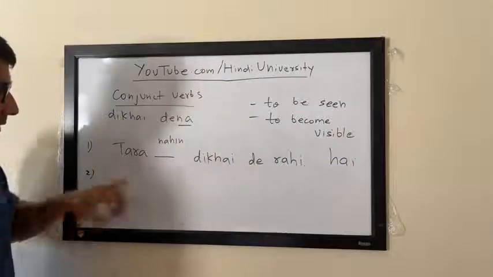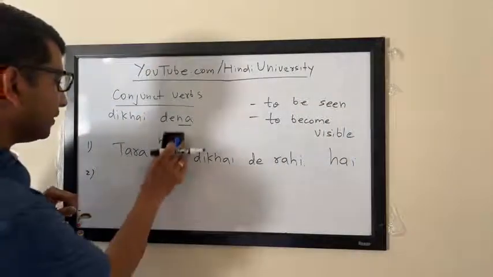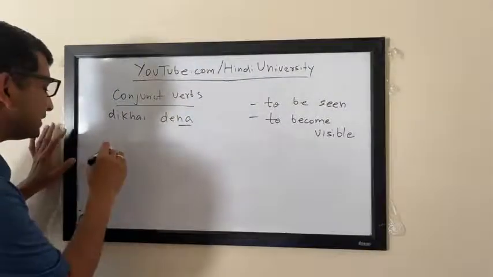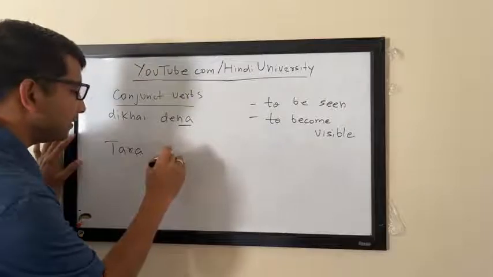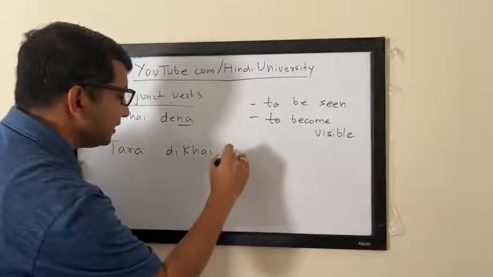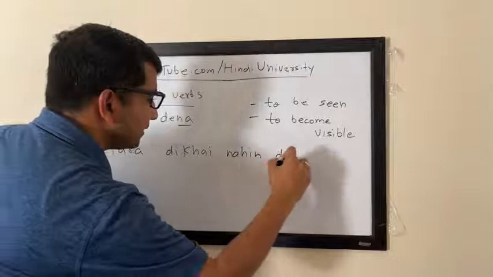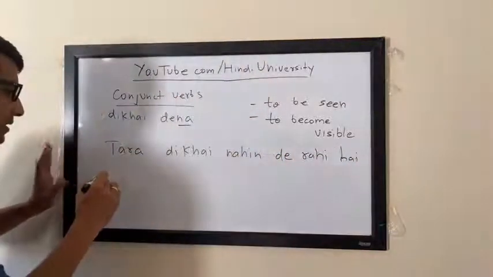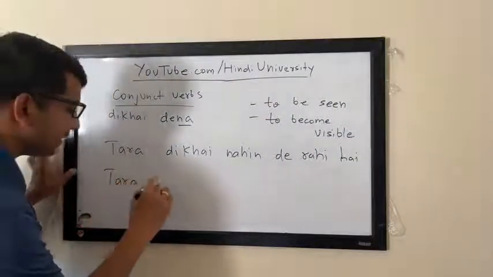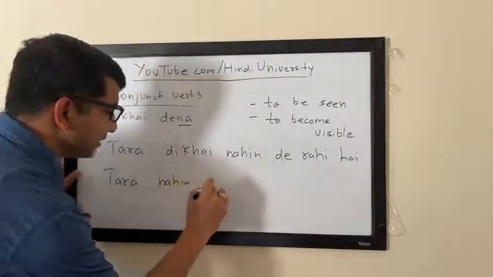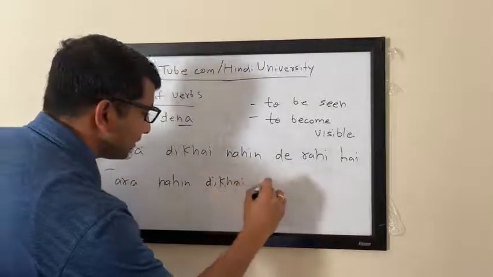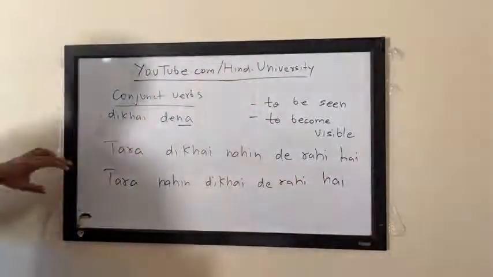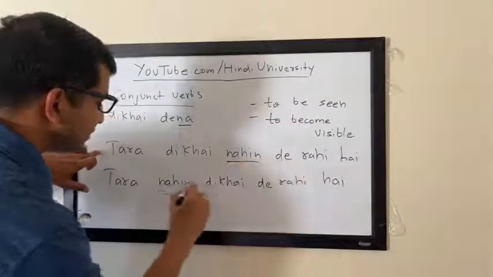Let me write it down so that way I can think as well along with you. So first one, let's say it's basically Tara दिखाई नहीं दे रही है, versus Tara नहीं दिखाई दे रही. This one, right? These are the two things that you were questioning, or any other variation that comes to your mind?